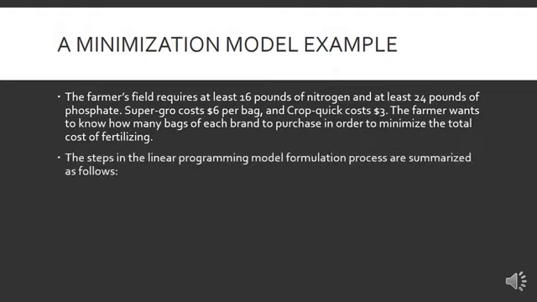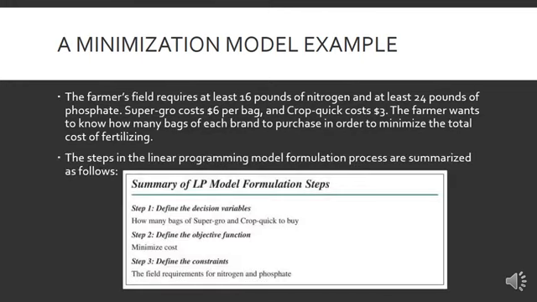So, the steps in the linear programming model formulation process are summarized as follows. Okay, so summary of linear programming model formulation steps. Okay, minimizing cost tayo ngayon ha. Step 1, so ganun pa rin, define the decision variables. How many bags of Supergrow and Crop Quick to buy. Tapos step 2, define the objective function which is minimize cost. And then number 3, define the constraints, which is the field requirements for nitrogen and phosphate.